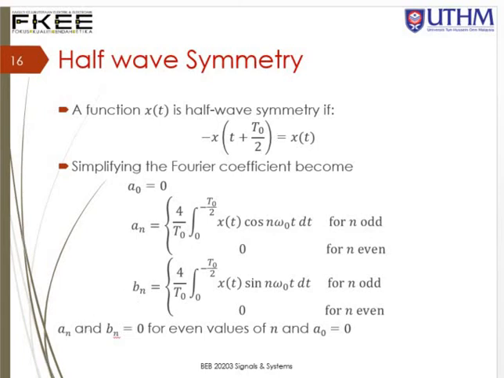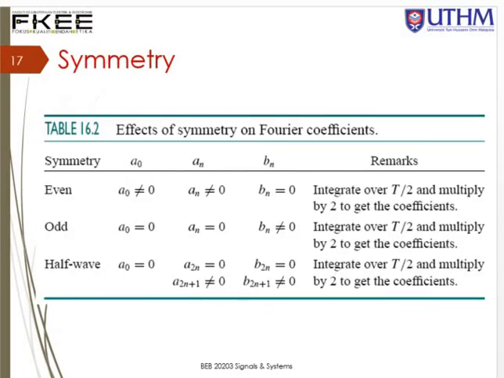So next is the summary for the even, odd and half-wave, of which values you need to find. For even, you only need to find an and bn because they are not equal to 0. For odd, you only need to find bn. For half-wave, you only need to find an and bn for the odd values.